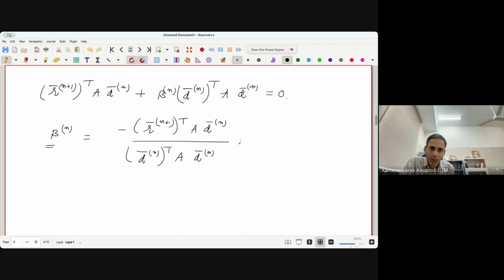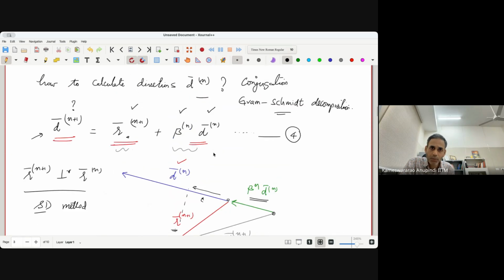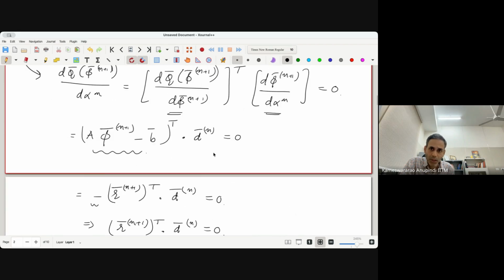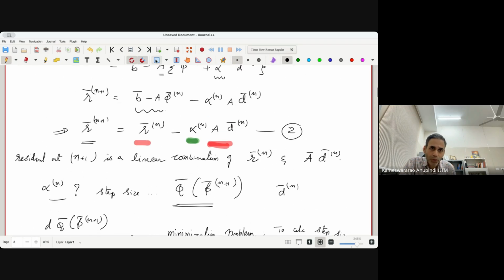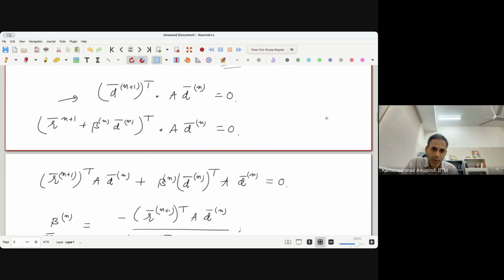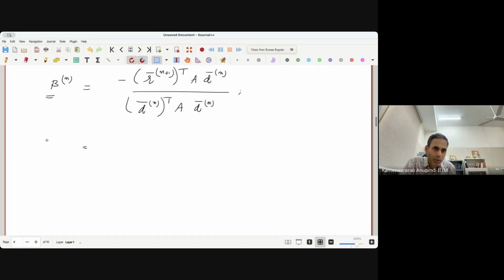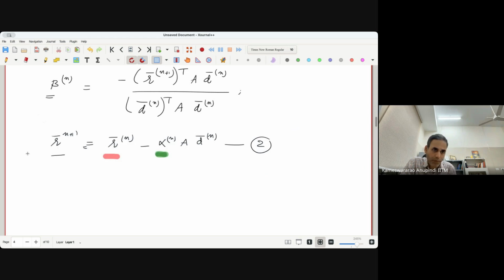Of course, I can now try to simplify this thing. So for R bar n plus 1 times A times d n, I can go back to equation 2. Okay, so I'm going to copy paste this equation 2, and then write my R bar n plus 1 from equation 2. So paste here. Okay, so this is what I have from equation 2. So I can write R bar n plus 1 equals R n minus alpha A d n.